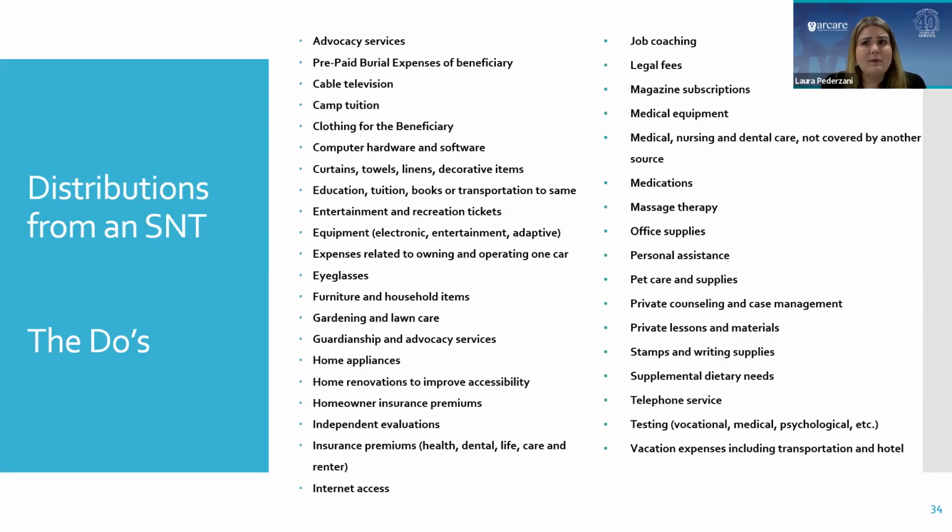Massage therapy. A lot of times individuals benefit from massage therapy, but it's not covered. So this would be a way for them to be able to utilize those therapy benefits while having a way to pay for it. Any dental care, medical care not covered by another source, not covered by Medicaid or supplemental insurance. Let's see, vacation expenses. Say they want to take a vacation to see a family member. The trust could be used to pay for those expenses. So again, not an all-inclusive list by any means.